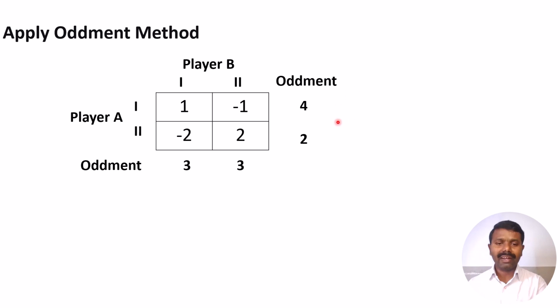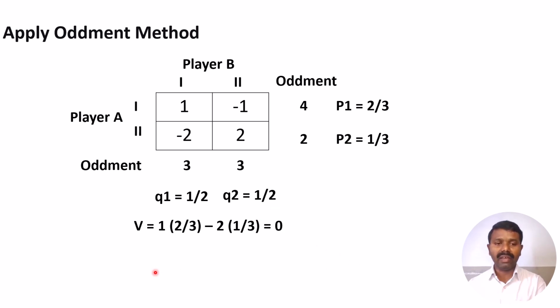So now if you calculate the probability for the first strategy of player A, P1 will be 4 by 4 plus 2, that means 4 by 6, that is nothing but 2 by 3. And the probability P2 is equal to 2 by 2 plus 4, that is 2 by 6, so then it will become 1 by 3. Similarly, Q1 is equal to 3 by 3 plus 3, that is 1 by 2, and Q2 will be 3 by 3 plus 3, that is equal to 1 by 2. So finally the value of the game will be 1 into 2 by 3 minus 2 into 1 by 3. So the value of the game is 0.